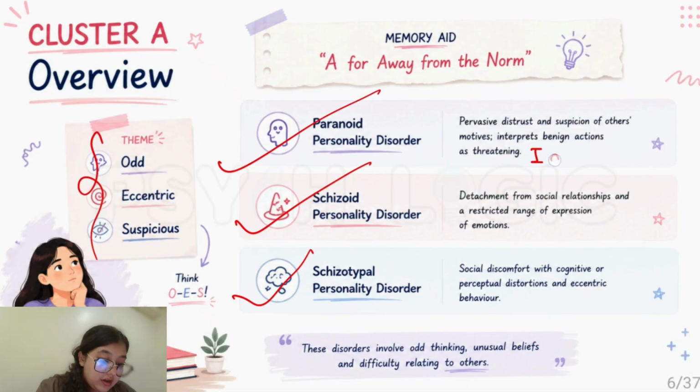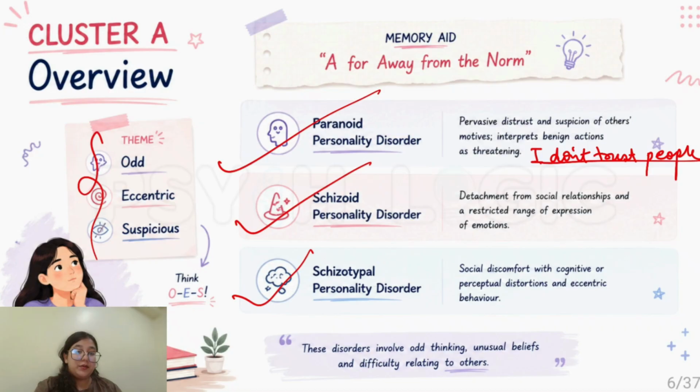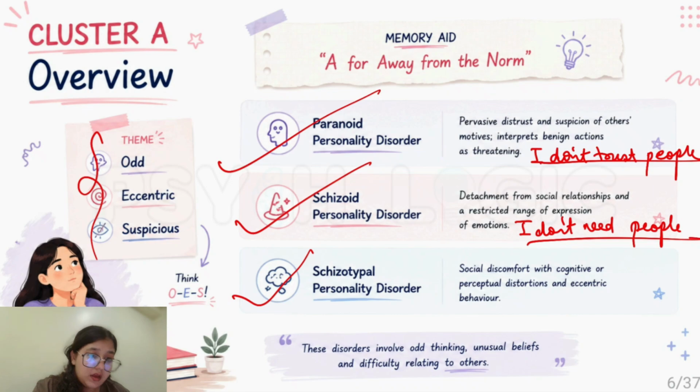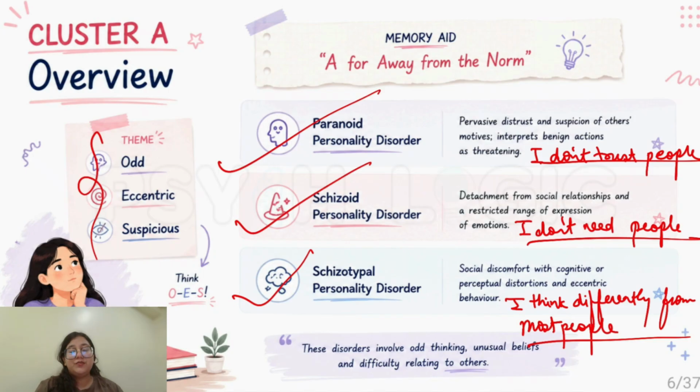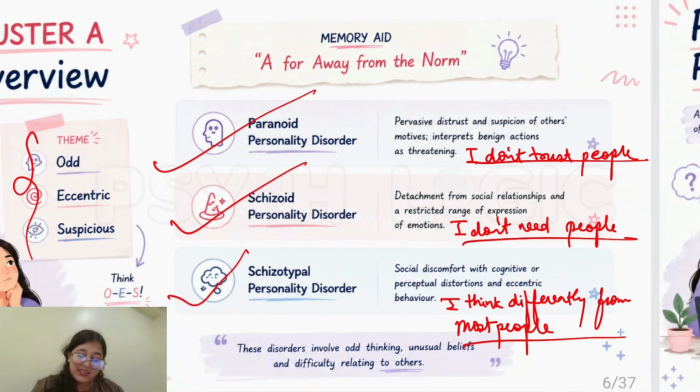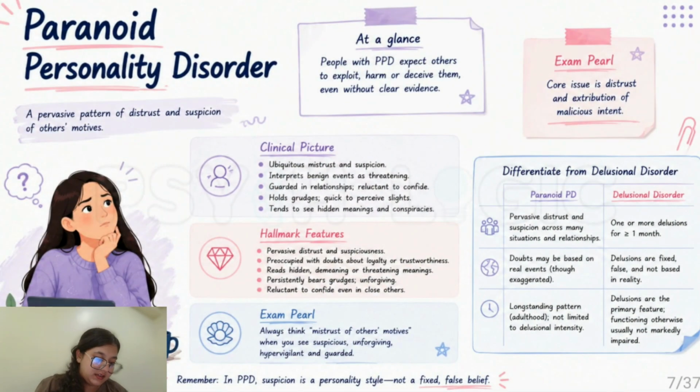Paranoid personality disorder: I don't trust people. Okay? Schizoid personality disorder: I don't need people. While schizotypal: I think differently from most people. Simple 3 lines that you remember to differentiate them. Now let's start with the first disorder, that is paranoid personality disorder.